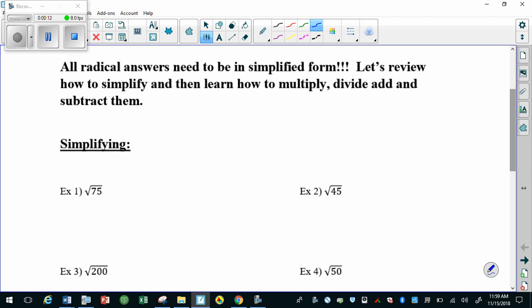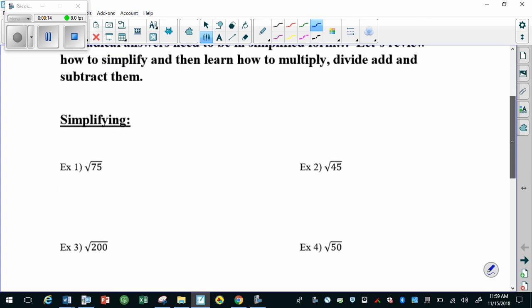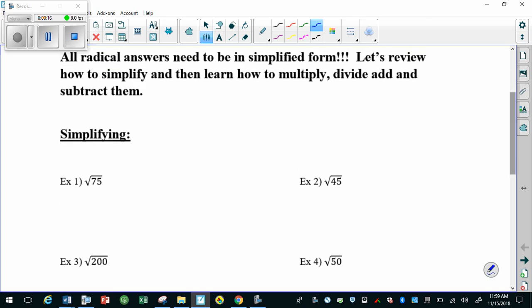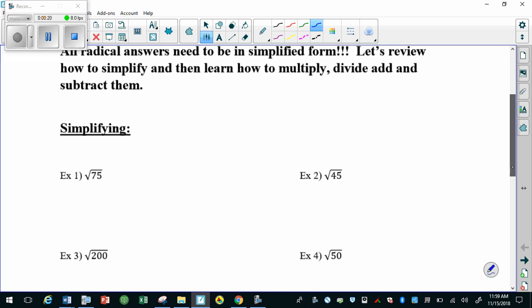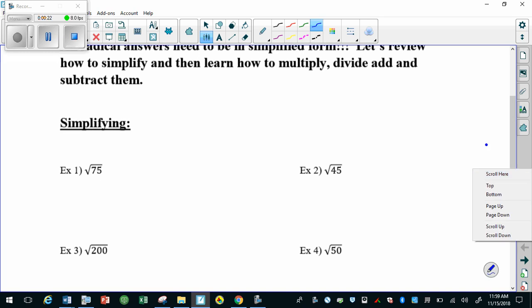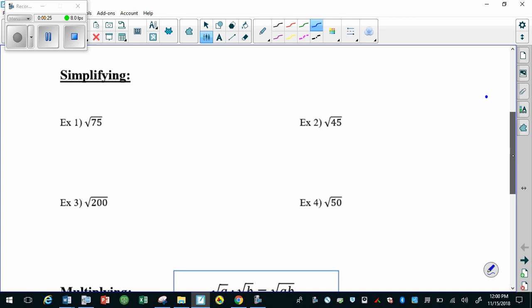So I want to just start with a quick review from Mr. Stock's video of how to reduce or simplify a radical, because really a radical needs to always be in simplified form. So let's take a few of these and do what we had already learned before. So let's take example 1.